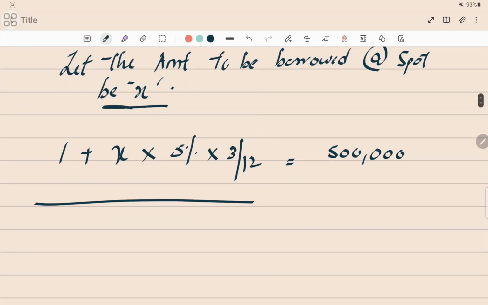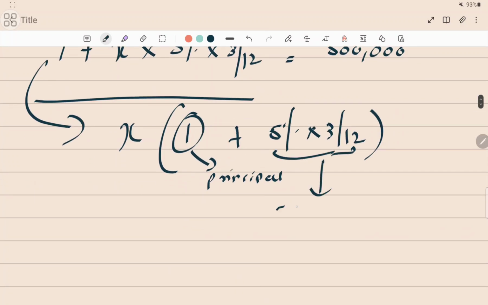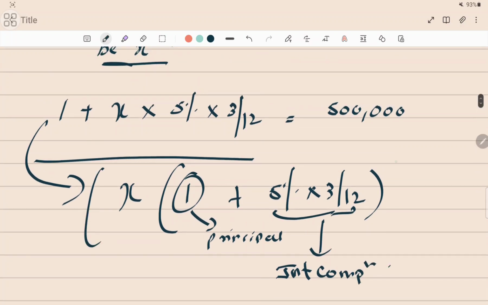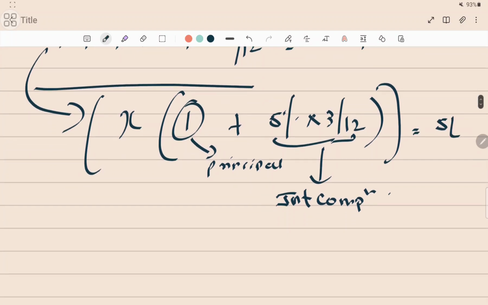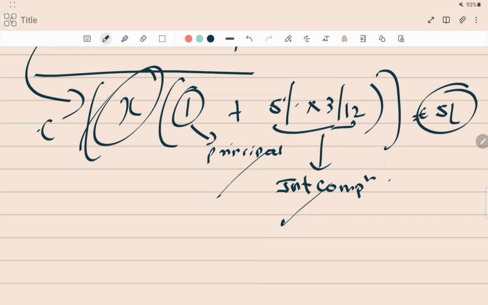I think I've written this wrong. X is my amount that I'm going to borrow today. This consists of the principal base. This one is nothing but the principal. Plus this 5% into 3 by 12 is my interest component for 3 months. This entire thing is equal to 5 lakh. Simple. Principal plus interest of an amount X, where after 3 months it has to be equal to 5 lakh pounds. This entire thing is in pounds.